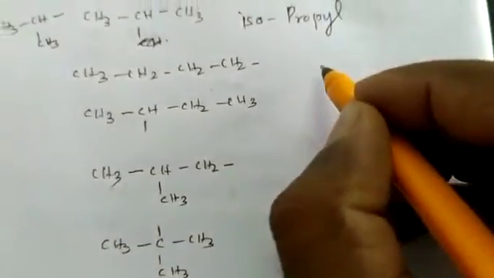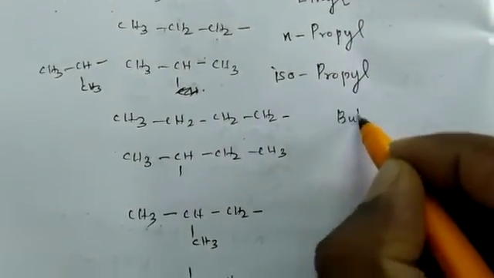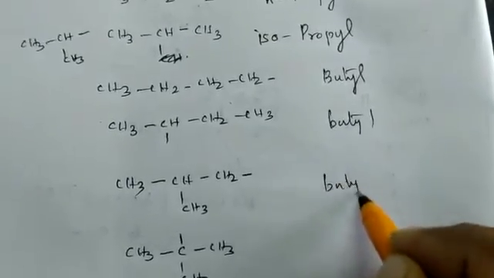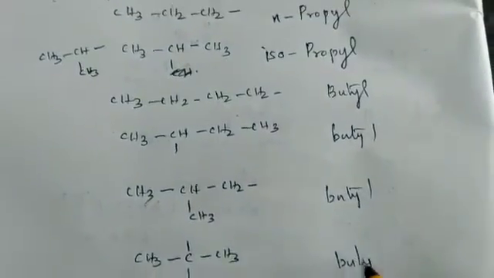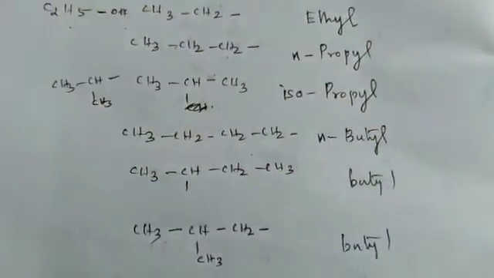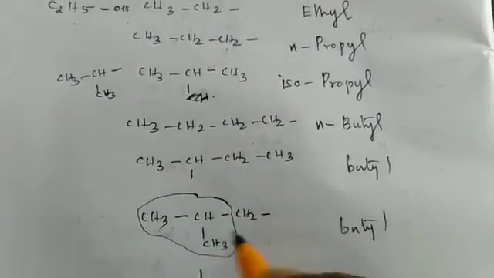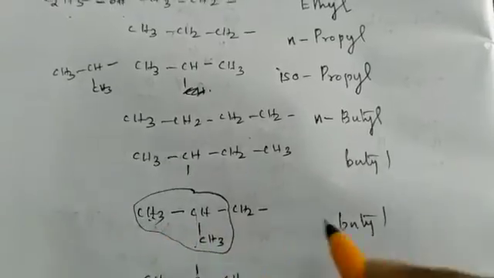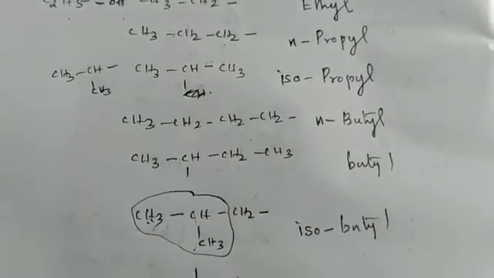Here all the 4 structures are butyl. How to distinguish them? This is the normal chain, so n-butyl. You know very well, this is iso, that means 1-methyl ethyl. 1-methyl ethyl is called iso. So this is called isobutyl.